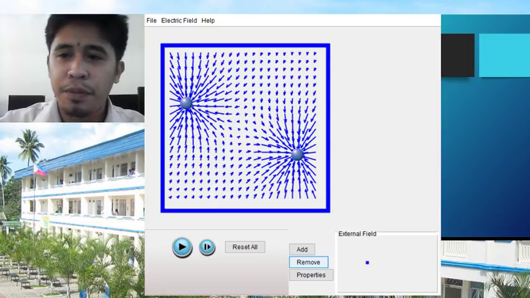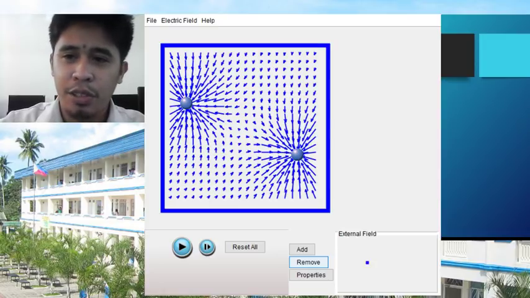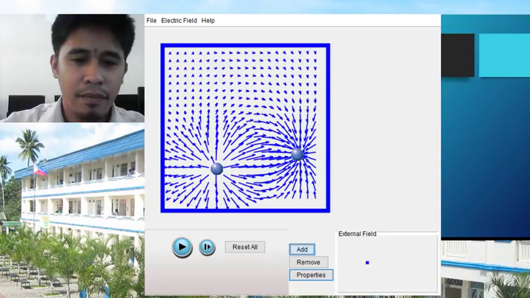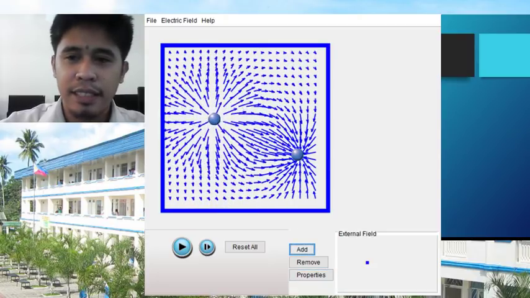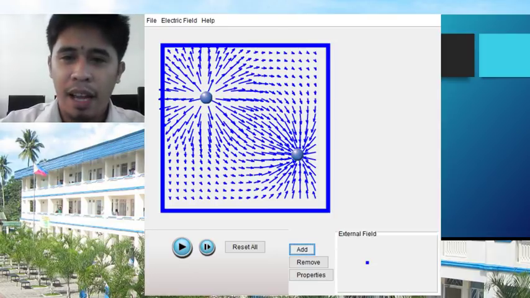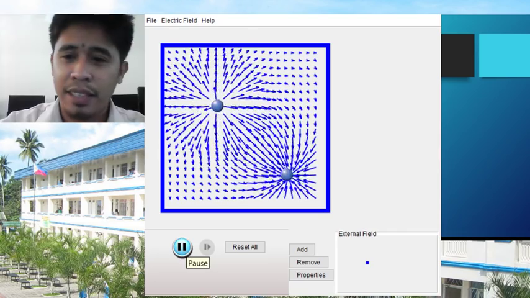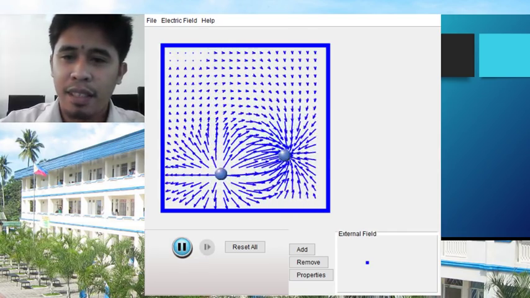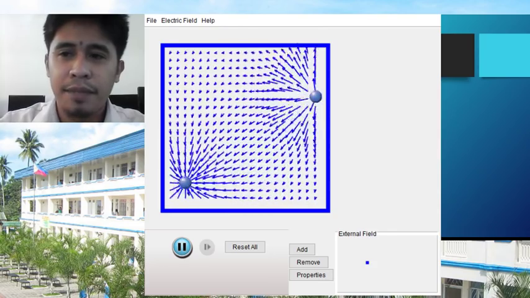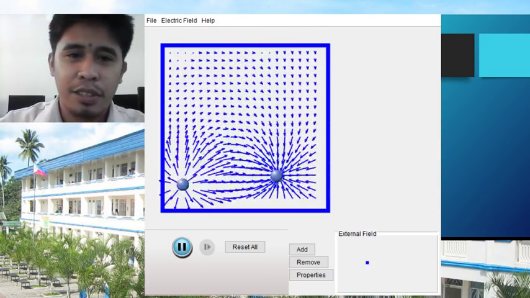Now, let us remove one negatively charged particle from the simulation and replace it with a positively charged particle. Notice the electric fields of the two unlike particles. How would these two particles react? Let us observe. Because of the different electric fields of the positive and negative charges, attraction occurs.